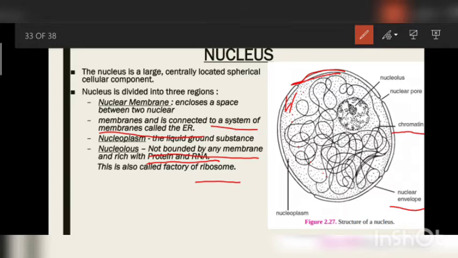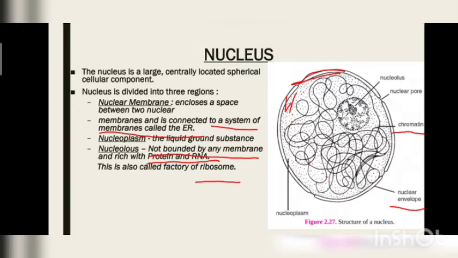Understood? Now you are in the 9th standard. If anyone asks you where DNA is present in the cell, you won't answer only nucleus. You have to answer it is in the nucleoplasm of the nucleus. Okay, and where is RNA present? RNA is present in the nucleolus of the nucleus. Fine.